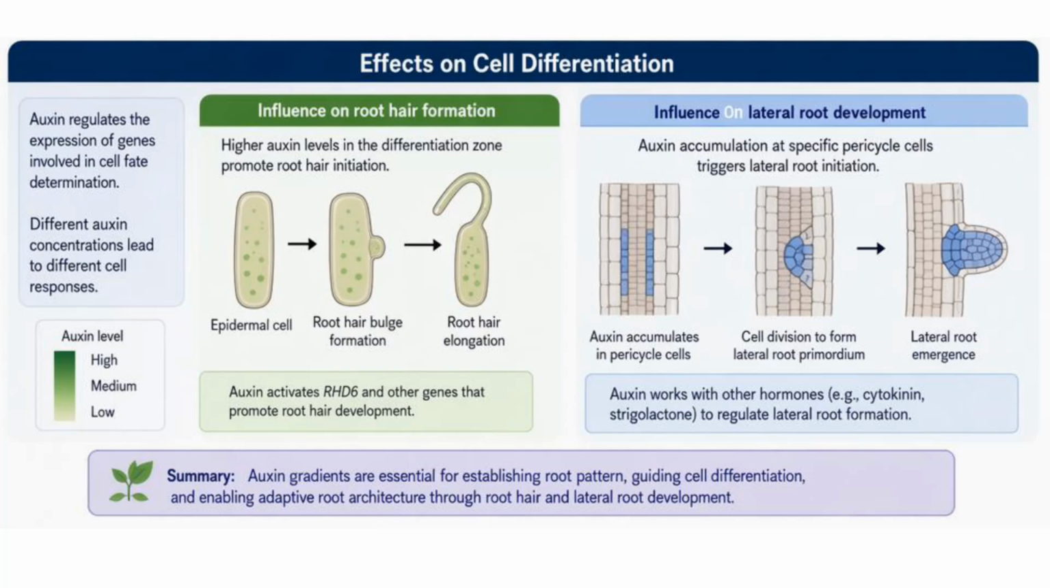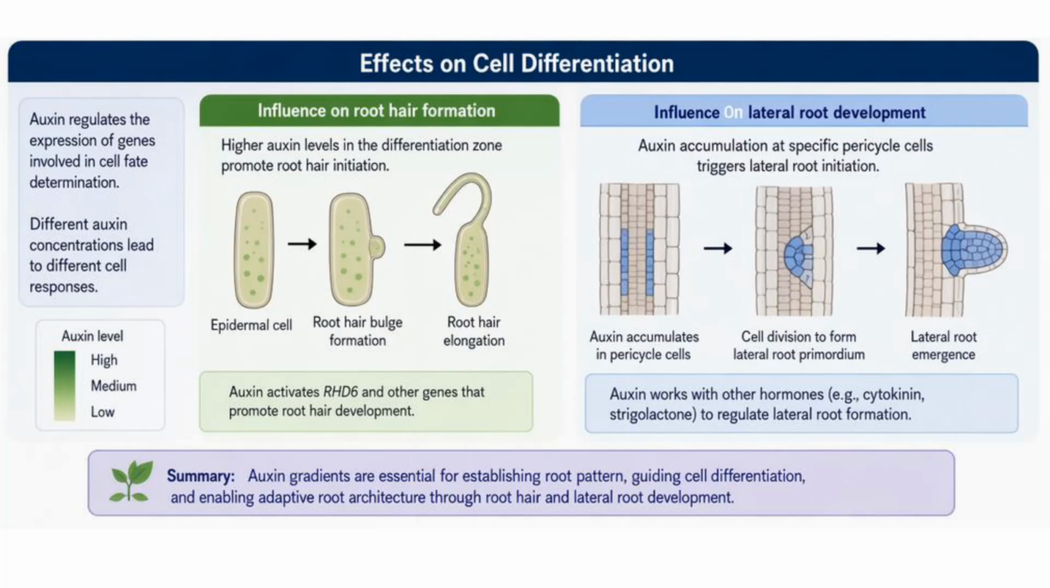Now look at the right panel. Influence on lateral root development. This is a 3-stage process. First, auxin accumulates in specific pericycle cells, a layer of cells just inside the endodermis. This triggers those pericycle cells to re-enter the cell cycle and start dividing, forming a lateral root primordium, essentially an embryonic lateral root.